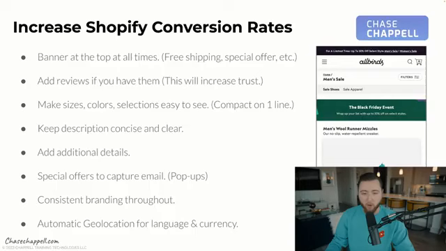Then you're going to want to make sure that if your product has sizes, colors, selections, you want to make it easy to use. You want to have color swatches that are visual. You want to make the sizing very clear, your size guides, all compact, very understandable on one line if possible. And then keep your description concise and clear. Describe exactly what you're selling, include all the information necessary for somebody to want to purchase. If you only have 1 or 2 bullets, that might not be enough information. Or if you have 50 bullets, that might be too much, and there's probably a better way to organize it.